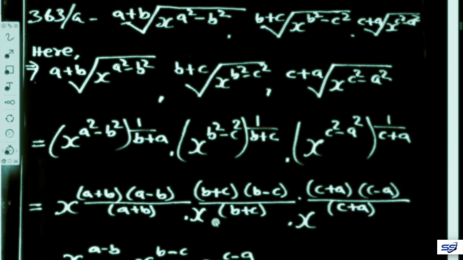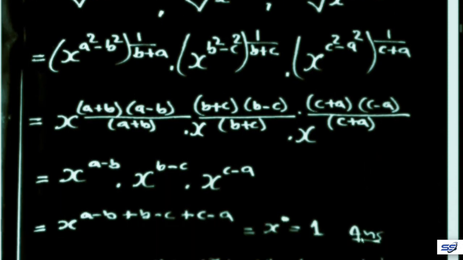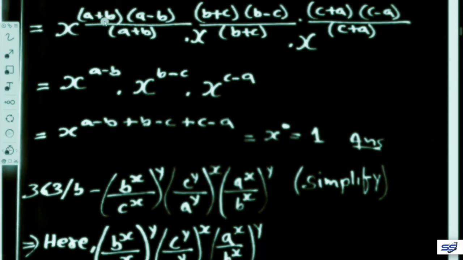Now here we can also say that a plus b is similar, this shall be cancelled. Again here b plus a is similar, this shall also be cancelled. And again here c plus a is the same, this shall also be cancelled. Now our rest will be x power a minus b, and here again x power b minus c, and again here x power c minus a. In this way, x power a plus b, a minus b upon a plus b, here a plus b and a plus b cancel each other. Again here, x power b plus c, b minus c upon b plus c, here b plus c cancel each other. Again here, into x power c minus a upon c plus a. Now c plus a cancel each other.